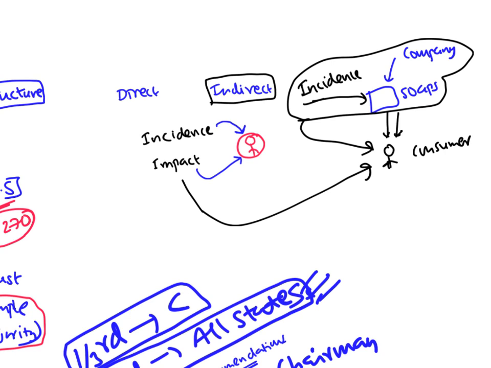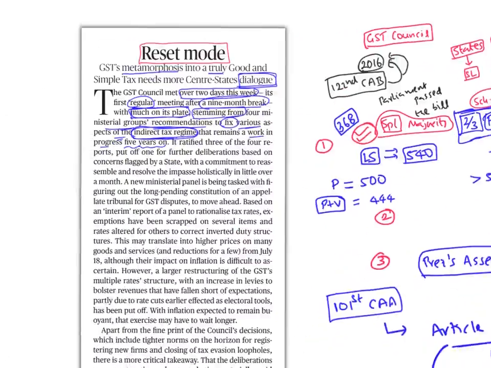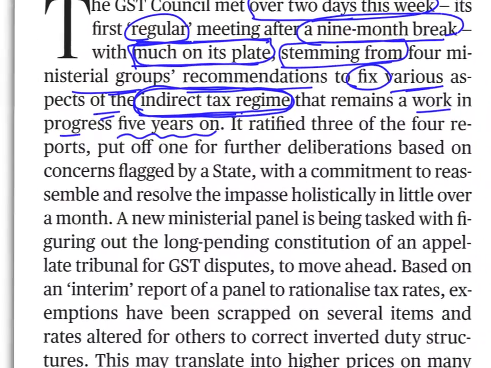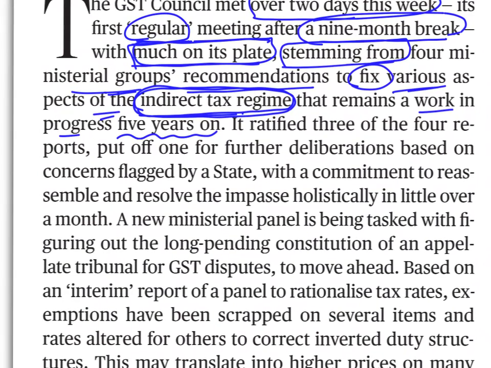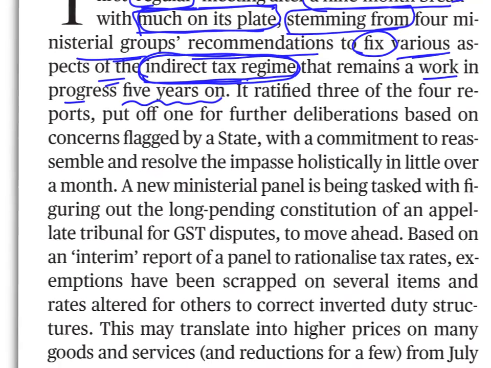That is the reason we call it an indirect tax, unlike income tax or corporate tax, which are direct in nature. So in this new indirect tax regime, there are certain aspects which needed to be fixed, and there were certain ministerial recommendations that came, and the GST Council meeting was supposed to sit, discuss and fix those issues. That was the agenda item.